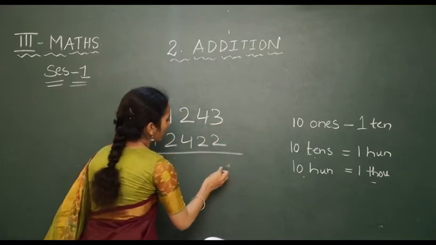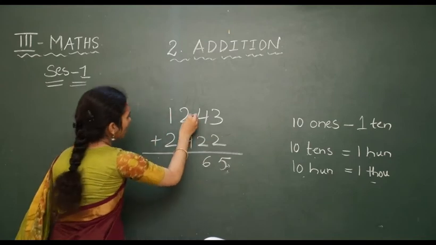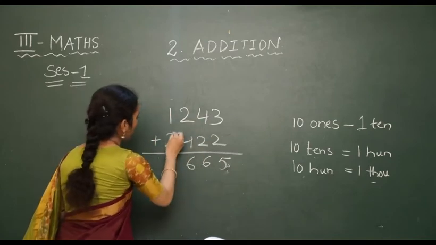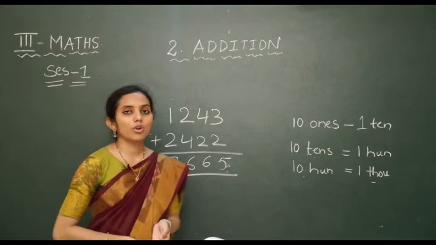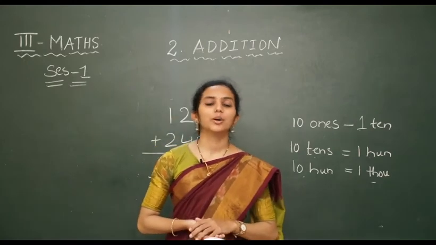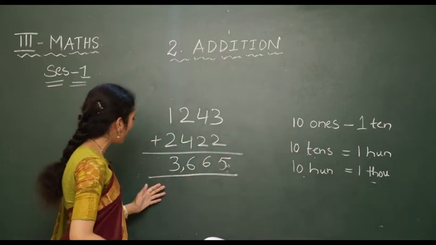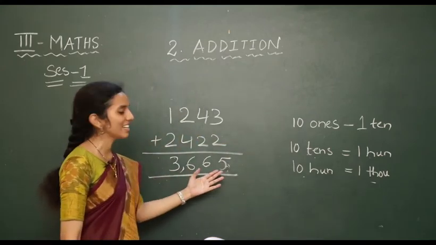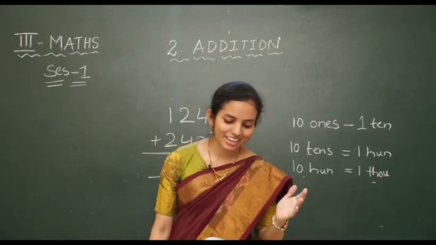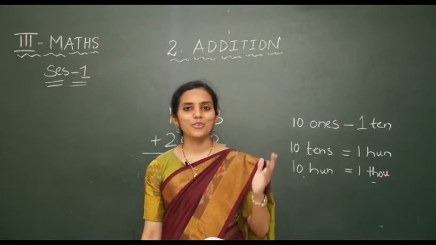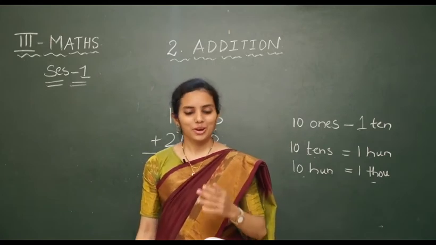So 3 plus 2 is 5 and 4 plus 2 is 6, 2 plus 4 is 6 and 1 plus 2 is 3. So the total number of tickets sold is 3665. This was still in the Limca and Coca-Cola bottles problem. Now we have the latest cool drinks. I know you know better than me.